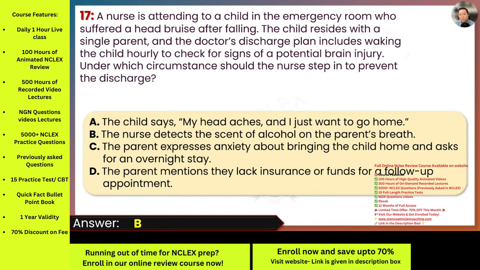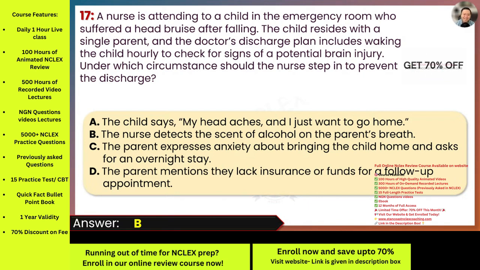And also, you have to focus on the nurse's role. Nurses cannot change discharge orders, but you have to advocate for safe conditions at home. And if a parent is unfit to care for the child, your role is to escalate concerns to the provider and to the social services.